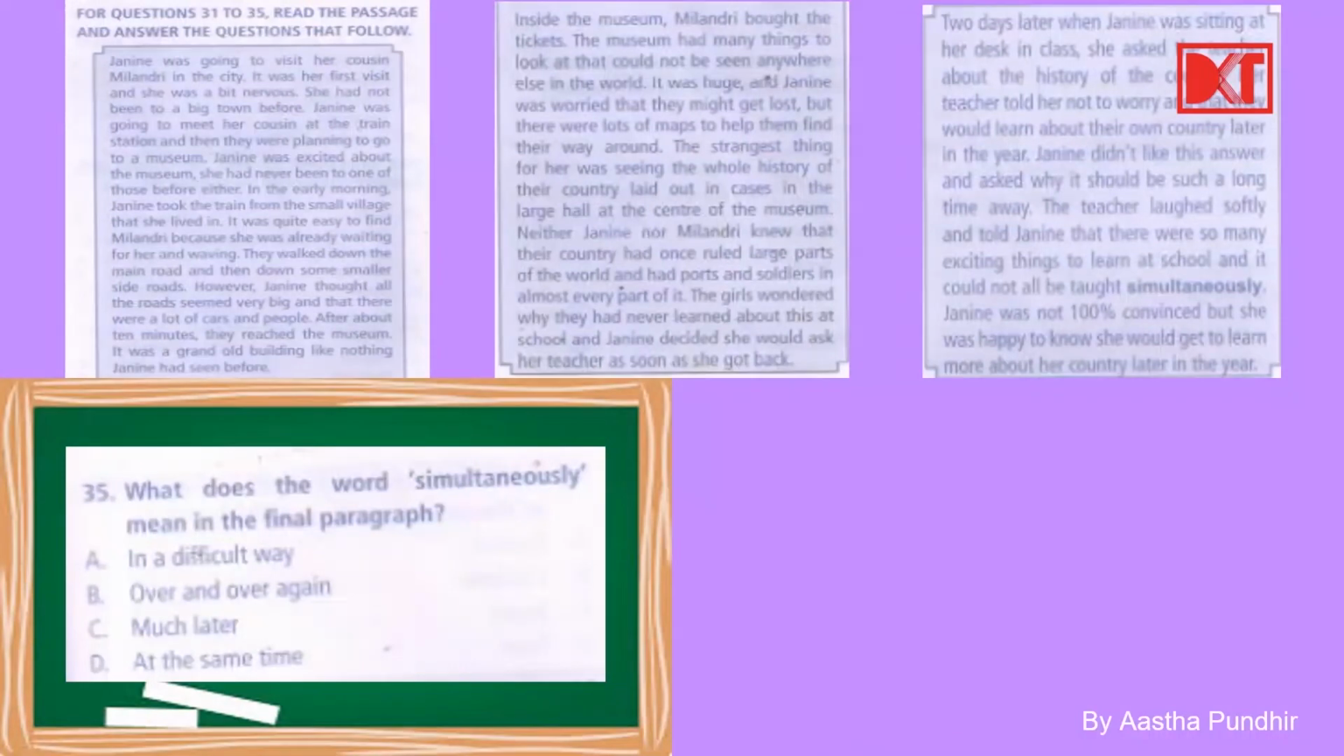So what does the word simultaneously mean in the final paragraph? Now, as I told you, here simultaneously means what? In a difficult way, over and over again, much later, or at the same time? Simultaneously means D, at the same time. Okay.